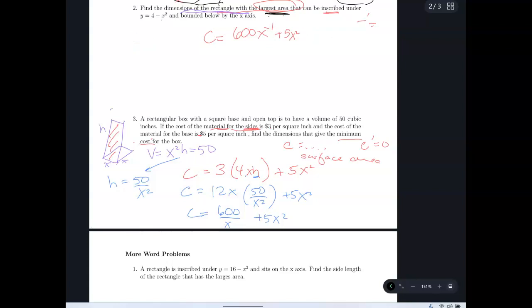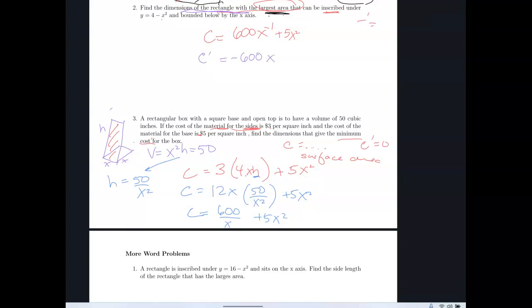Okay, so let's take the derivative. So c prime would be negative 600 x to the negative 2 plus 10x. I want to set that equal to 0. So absolutely take the time to write that as the negative exponent that it is. So negative 600 over x squared plus 10x equals 0. Then let's move this 10x to the other side. So negative 600 over x squared is negative 10x. Okay, so then they're both positive, right?